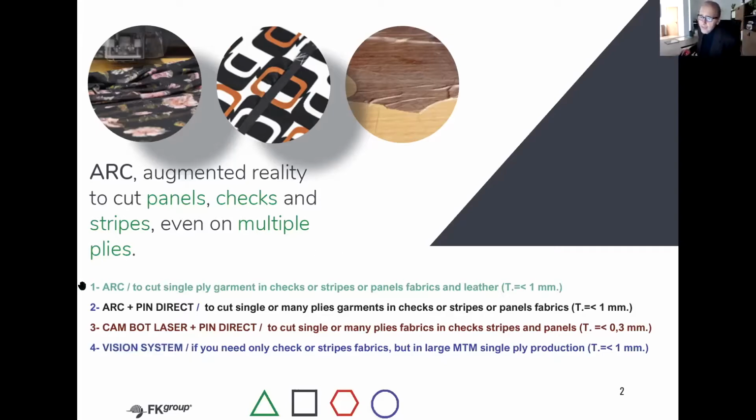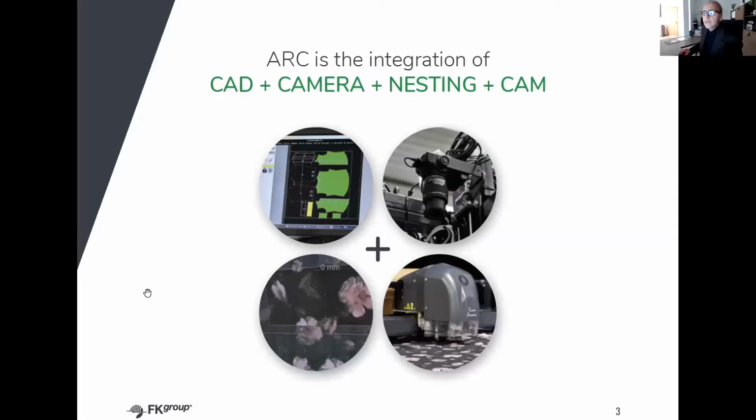Okay, let's start with the first point of our webinar, ARC. ARC is an integration between CAD, our CAD, a very important point when we talk about CAD. The solution that we will provide does not need any CAD behind. For us, it's enough to receive the patterns, the pieces, because inside of our software, that's for CAD, it's possible to do any kinds of nesting, standard and even automatic nesting. In a very short time, we will have also automatic nesting.